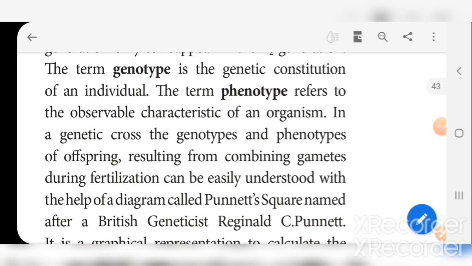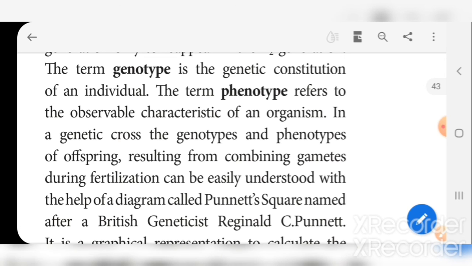Here there are two terms, one is called genotype and the second one is called phenotype. The genotype is the genetic constitution. What kind of genes are present in an individual or in an organism is known as the genotype. Simply, it is the genetic constitution of an organism. Whereas the phenotype refers to the observable characteristics of an organism, the external structure of an organism.